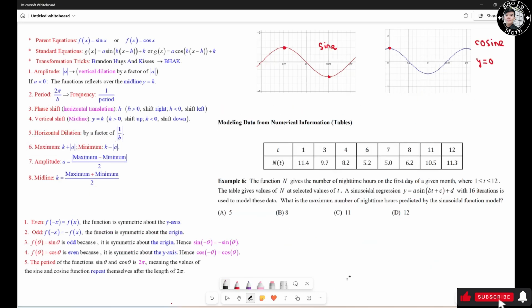Now, let's take a look at example number 6, modeling data from numerical information, which is the table. The question is, what is the maximum number of nightmare hours predicted by the sinusoidal function model? Basically we need to write this equation given the table right here. Please check out the video in the description below to know how to find the equation using the calculator TI-85 and TI-84 Plus CE. The answer must be C.